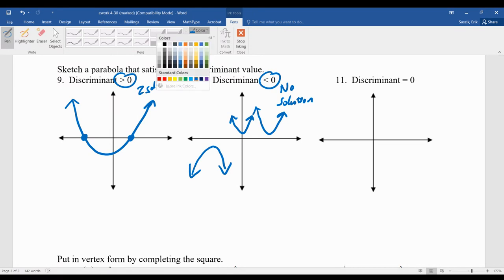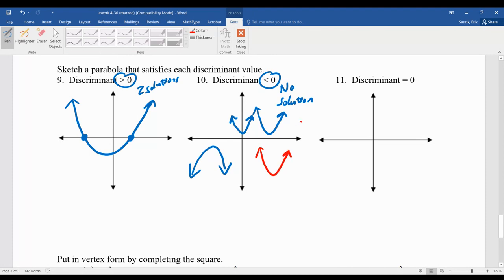Now remember, what I'm going to do now is incorrect. Sometimes people say, oh, what about this? But remember, this really goes on forever, and it would cross the x-axis at some point. Okay? Discriminant of 0 means one solution. That means your parabola just comes down and nicks the x-axis.